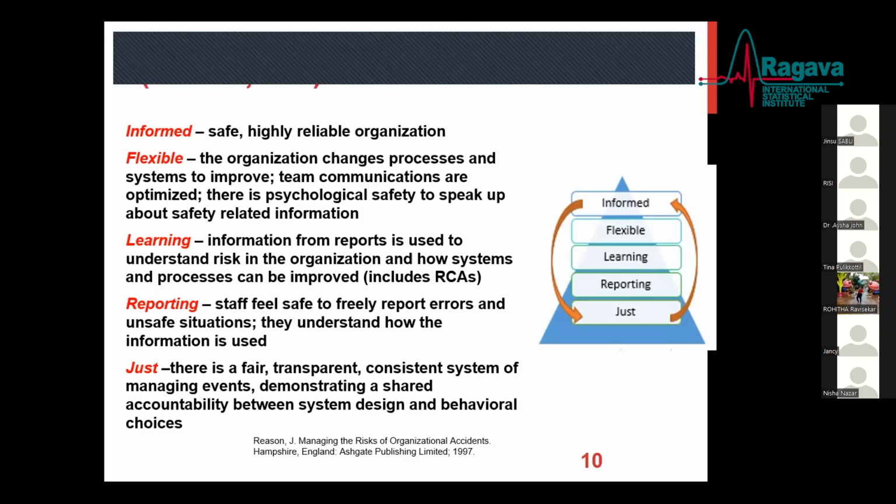And next is learning. Information from reports is used to understand risk in the organization and how the systems and processes can be improved. Reporting culture: staff feel safe to freely report errors and unsafe situations, and they understand how the information is used. Just culture: there is a fair, transparent, consistent system of managing events, demonstrating a shared accountability between the system design and the behavioral choices.